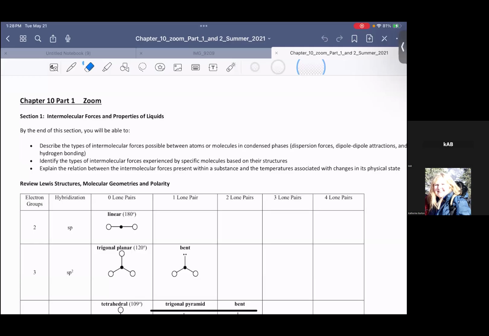All right, in order to do well in chapter 10, where we're looking at properties of liquids and solids, which are based on intermolecular forces, we really need to remember Lewis structures. So I'm just going to do a quick review of Lewis structures and focus on what is particularly important for Chem 112, which is not the same as what you learned in 111.